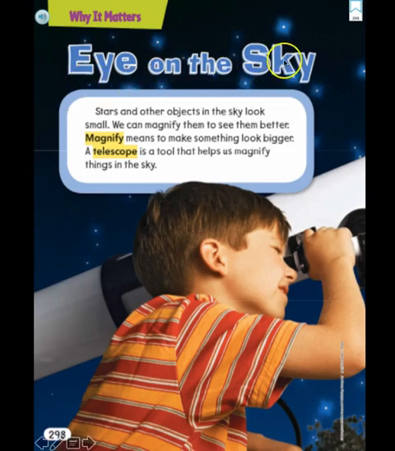Eye on the sky. Stars and other objects in the sky look small. We can magnify them to see them better. Magnify means to make something look bigger. A telescope is a tool that helps us magnify things in the sky. So this little boy is looking through a telescope to make the things in the sky look closer and bigger and easier to see.